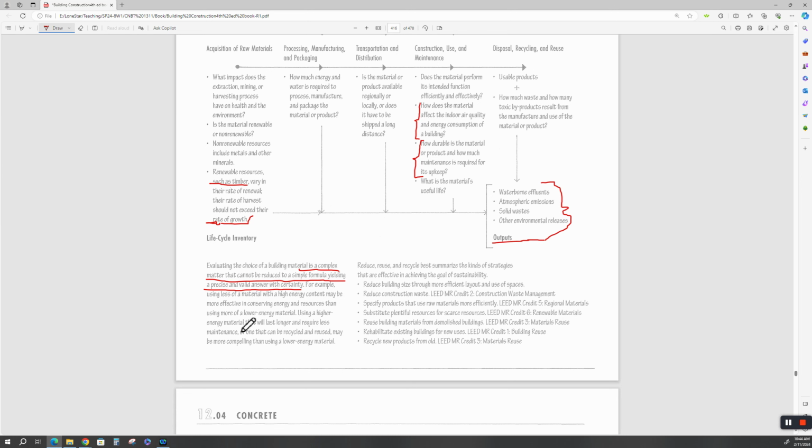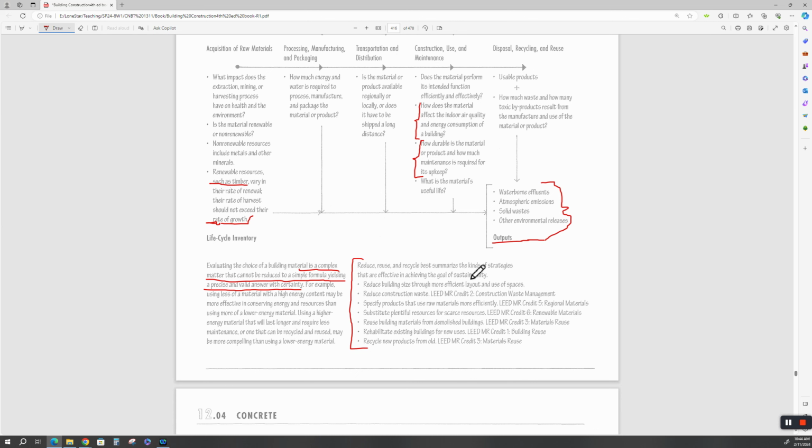You may have a lower energy material on the front end, but in actually installing it and through its life cycle, it may be higher, all right? You might use a higher energy material that will last longer and require less maintenance. All of this has to go into your planning. And this is what separates a professional and a good designer from a chuck in a truck. All right.